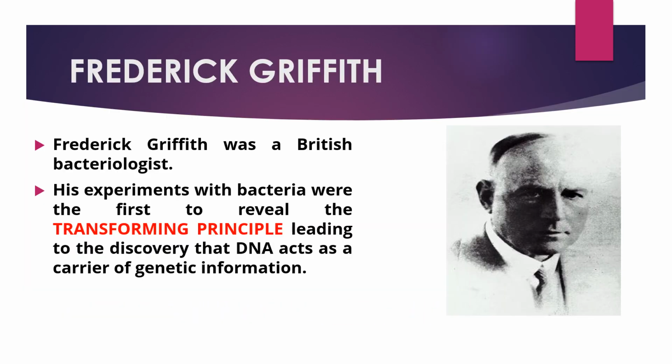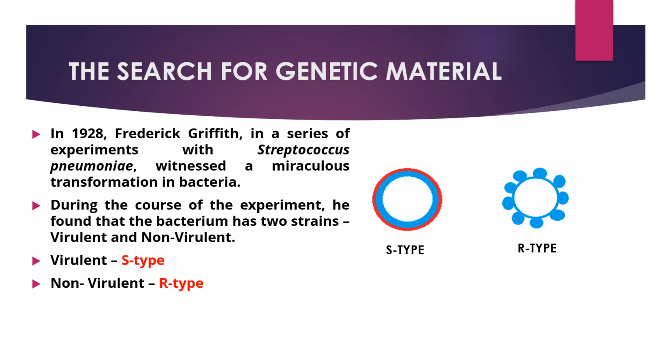Frederick Griffith was a British bacteriologist. His experiments with bacteria were the first to reveal the transforming principle, leading to the discovery that DNA acts as a carrier of genetic information. In 1928, Griffith did a series of experiments with Streptococcus pneumoniae, a bacterial strain responsible for causing pneumonia.